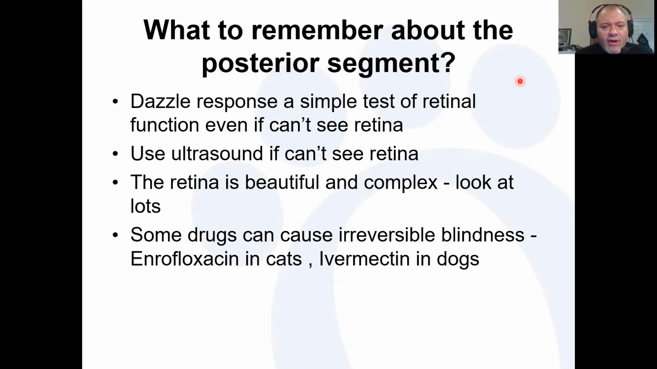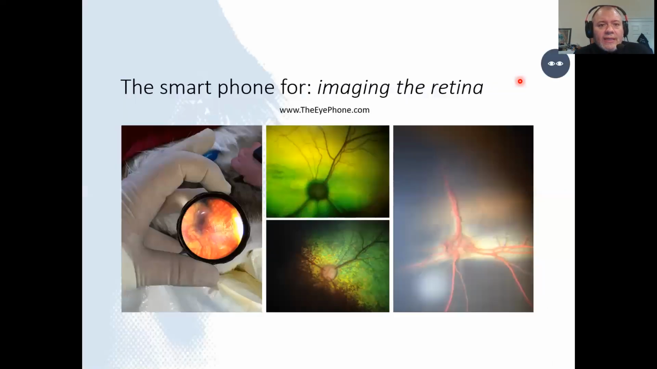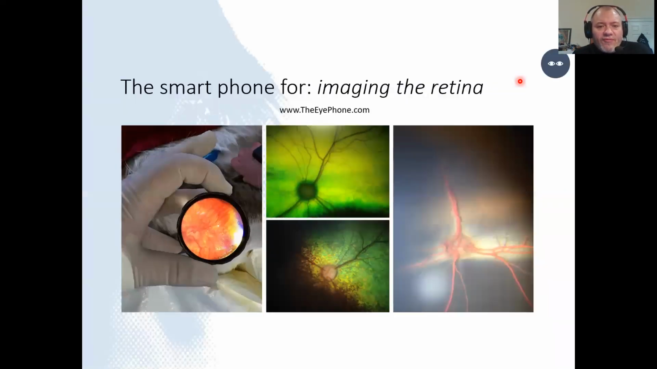Ivermectin and some of the other avermectins, but ivermectin particularly, as well as causing CNS problems you might expect in collies, can also cause irreversible blindness in dogs. So sudden onset blindness in dogs where they come from a farm or a stable environment, we have ivermectin on your list. So we mentioned briefly about photographing the eye.